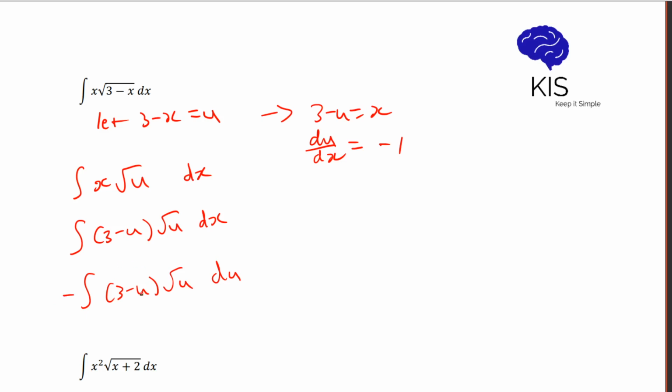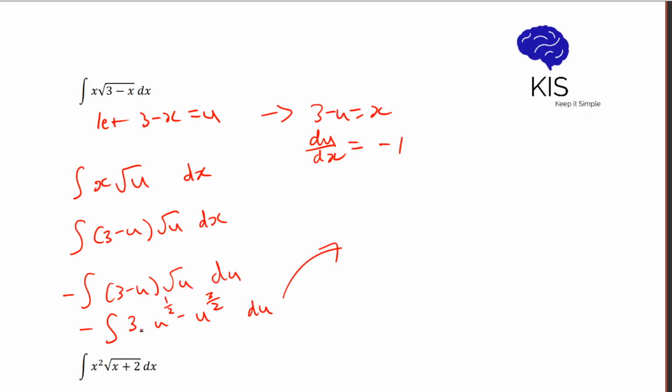So now I have this, and I can expand this, so I'll have 3 root u minus, this is u and this is root u, so I'll write this as u to the power of 3 on 2, and root u I can just write as u to the power of half.